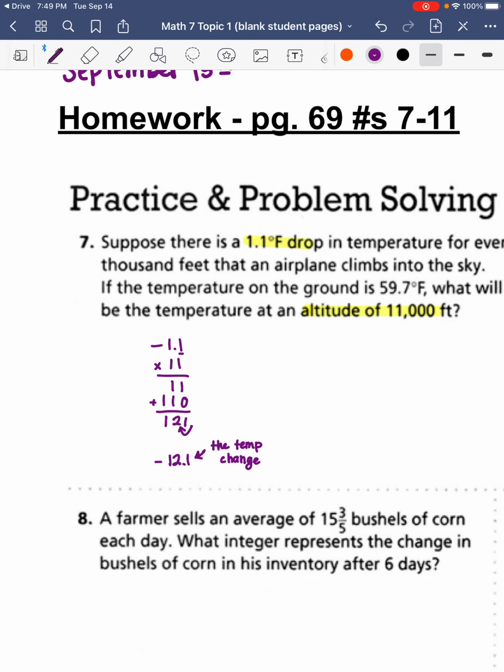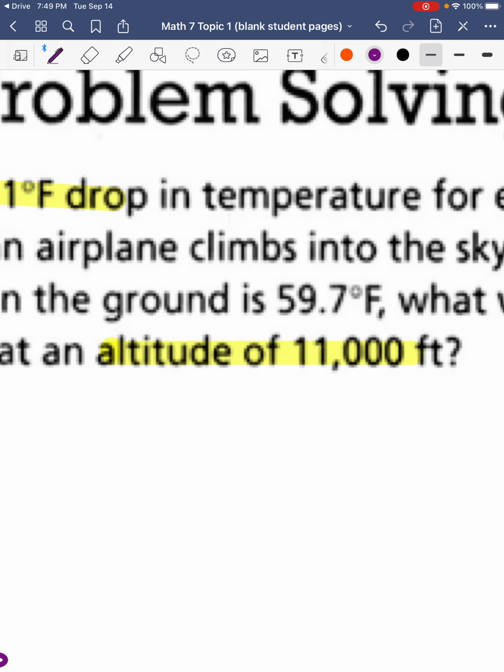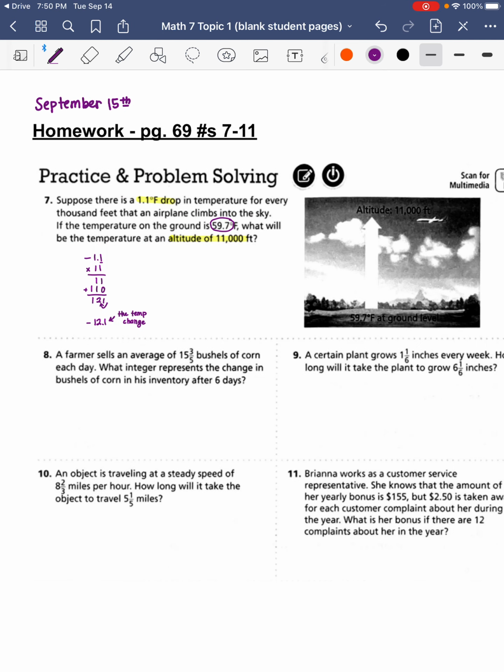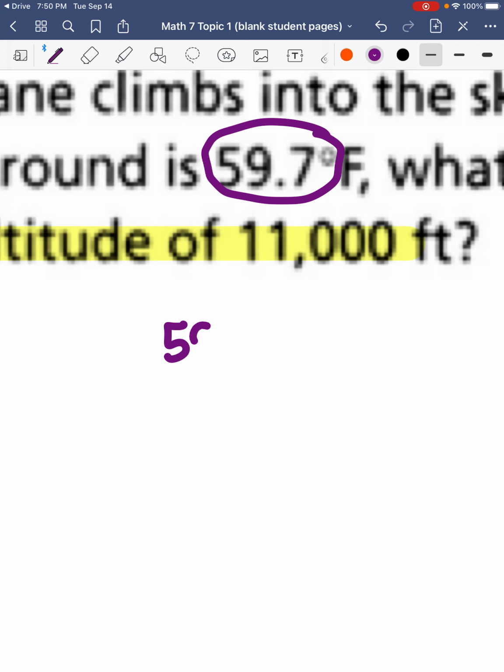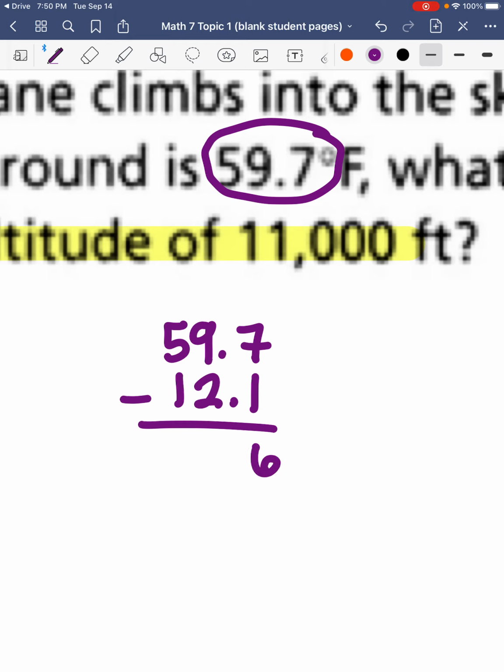Okay, now if the temperature on the ground is 59.7 degrees Fahrenheit, what is the temperature at an altitude of 11,000 feet? So we're going to take that 59.7 and we're going to subtract that 12.1 that we just found was the total change in temperature. So 7 minus 1 is 6. Bring down my decimal in line. 9 minus 2 is 7. And 5 minus 1 is 4. So my new temperature at 11,000 feet is 47.6 degrees Fahrenheit.